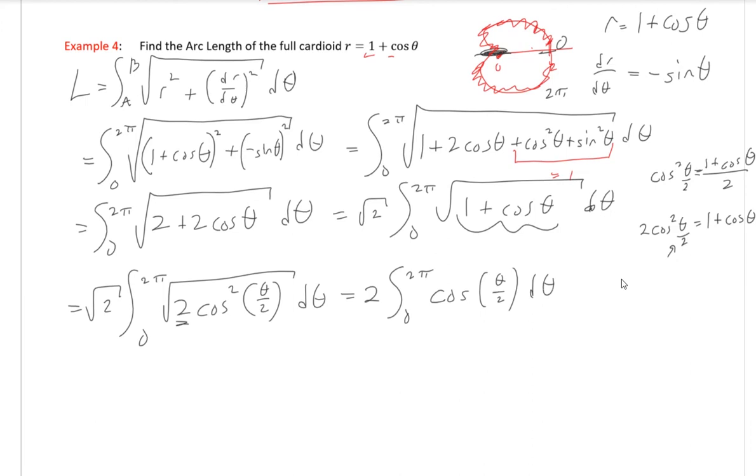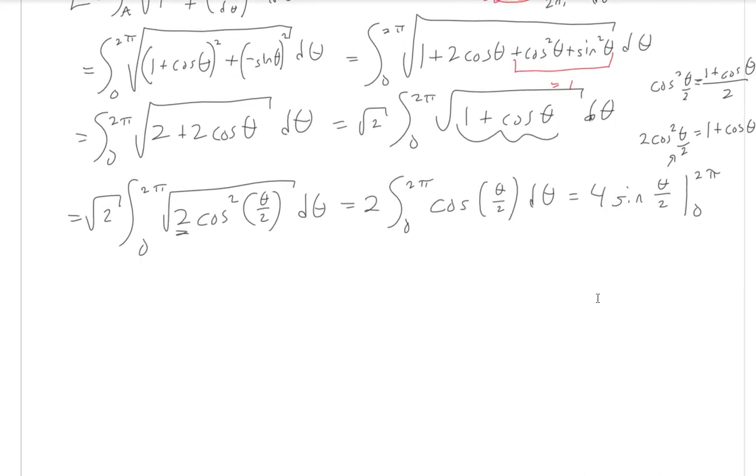That, if I solve, will give me a multiplication of 2 on the outside. So we're going to get 4 sine of theta over 2 from 0 to 2 pi. Again, that multiplication of 2, you could do a u substitution here if you want to, saying u is theta over 2, du is d theta over 2. So you would have to multiply this by 2. That's where that extra 2 is coming from.